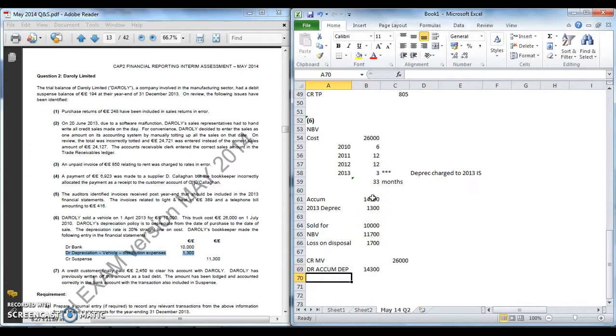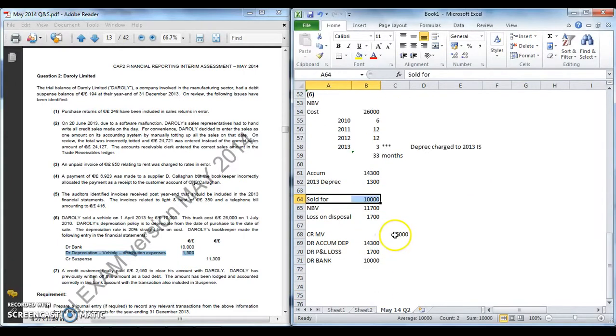to strip it out. You're going to debit your P&L for loss on disposal of 1,700, because you already calculated, and remember a loss on disposal will be an expense. You're going to debit your bank 10,000, and that is essentially the cash that you would have got in for selling the asset. Now the other one that students may have forgotten about is, for 2013 you also need to charge depreciation.